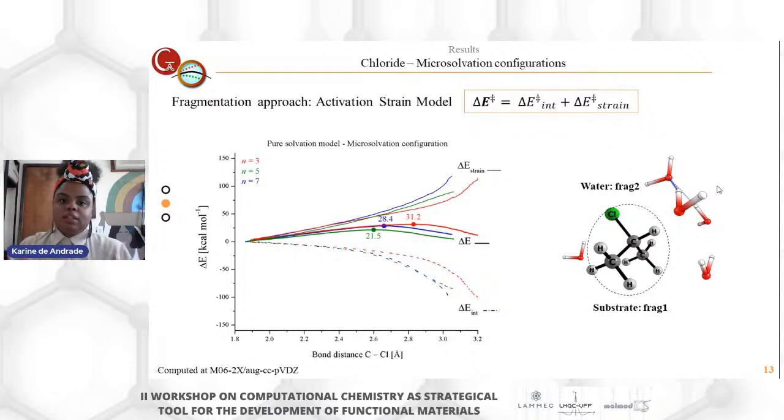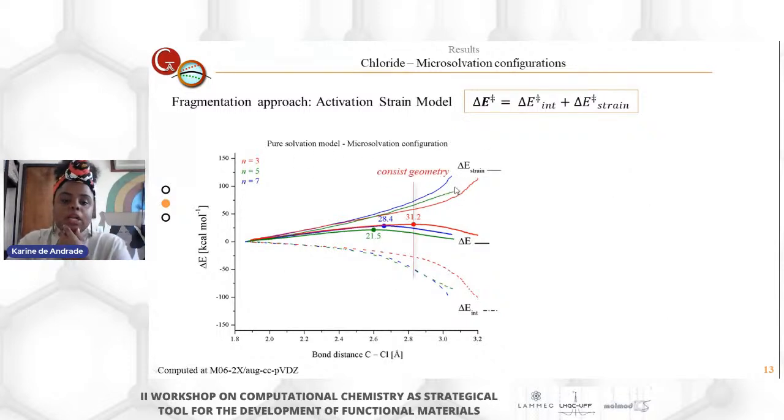So to understand this profile, we use one more time the fragmentation approach by means of the activation strain model, in which we explore the interaction and strain energy along the whole reaction coordinate. One more time, we selected the substrate as one fragment and the water molecule cluster as the other fragment. And we're looking at the activation strain diagram. One more time, we need to select a point as a consistent geometry to compare the other points.